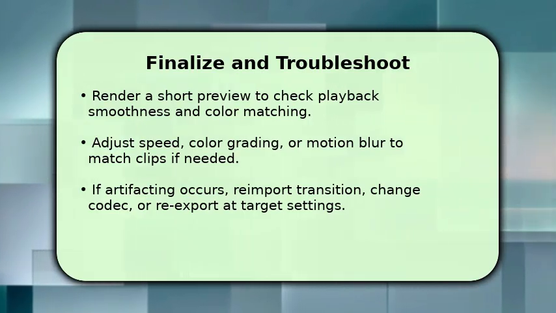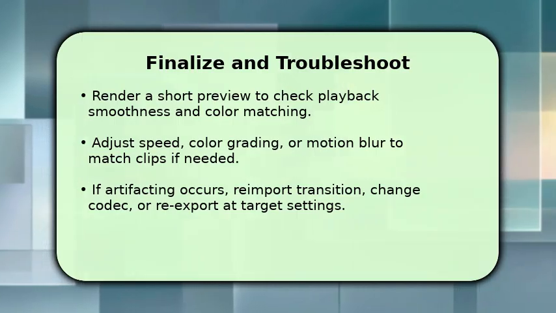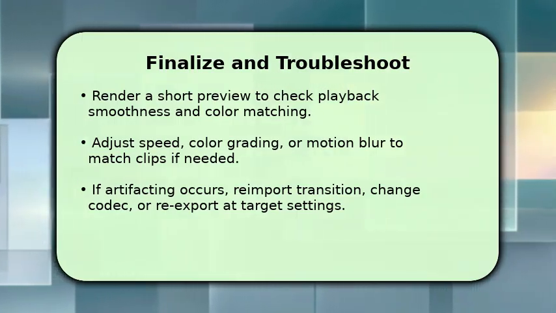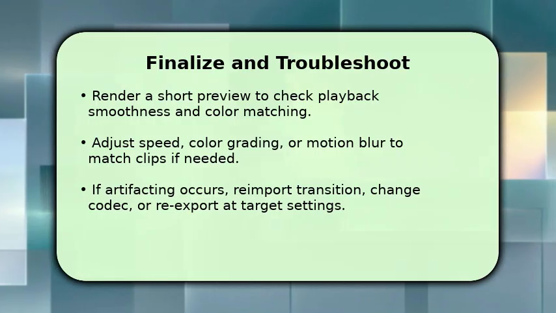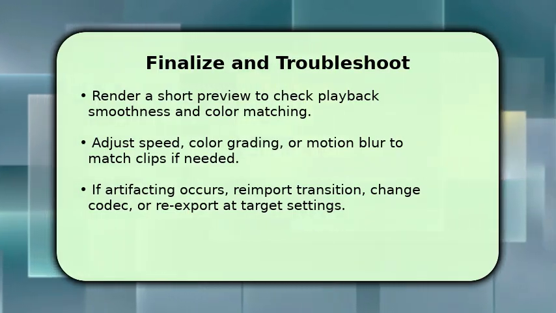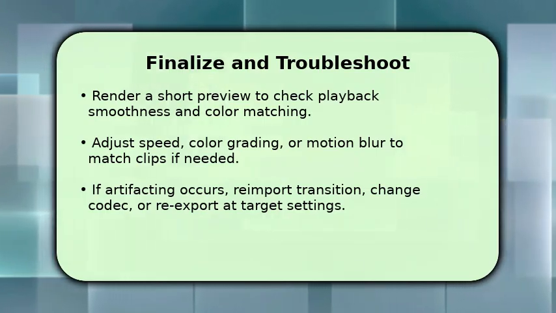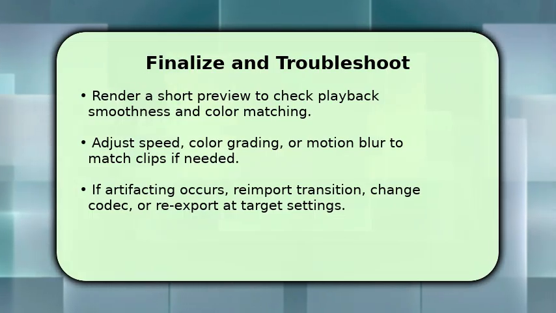If timing feels off, adjust speed or add motion blur and match color grading so the transition reads as part of the same scene. Make sure to render at your target codec and settings. If you see artifacting, re-import the transition source, switch to a lossless codec, or re-export with matching sequence settings. This usually resolves glitches quickly.